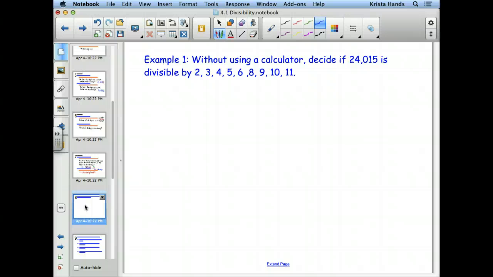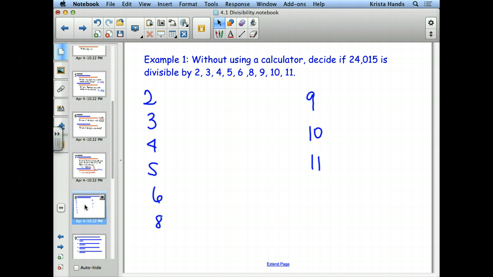So we're going to decide if it's divisible by 2, 3, 4, 5, 6, 8, 9, 10, and 11. So let's do one at a time. Is it divisible by 2? No. And I'm just going to write down the yes or the no, but you have to tell me why. So Taylor, why is it not divisible by 2? It doesn't end in an even number, right? Okay, how about 3? Yes, why?